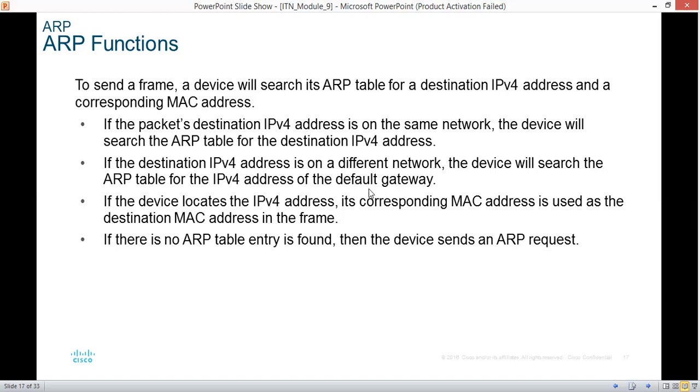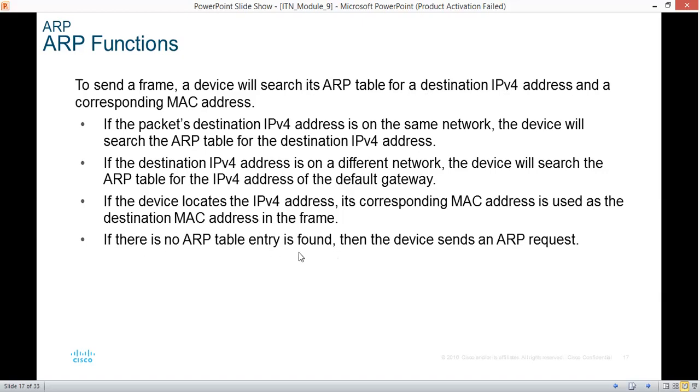But of course, the packet has to route through that default gateway and then be able to resolve the destination device. If the device locates the IPv4 address, its corresponding MAC address is used as the destination MAC address in the frame. So once you discover the IPv4 address, its corresponding MAC address is used as the destination MAC address in that frame.